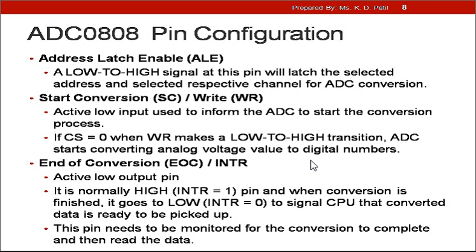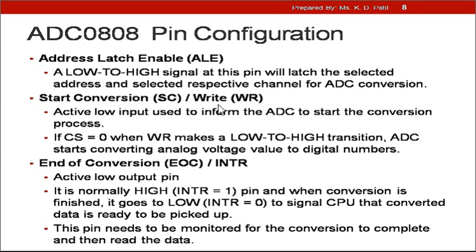Now please understand the process. First, the 8051 microcontroller will send the value through the address pins to select the respective channel. After that, the addresses and the respective channel will be locked by the address latch enable pin. After that, the conversion will start by sending a low to high transition on the start conversion or write pin of ADC 0808.